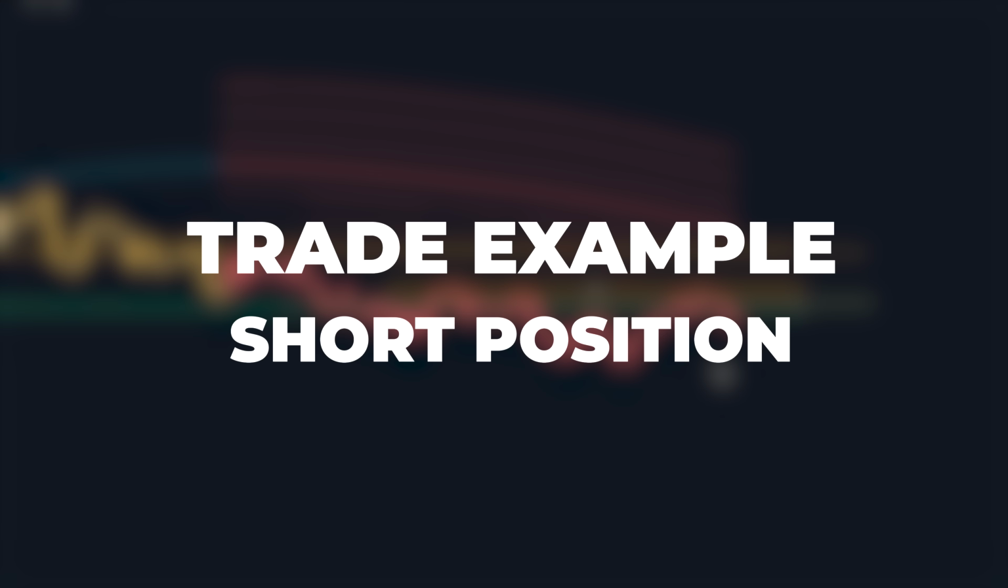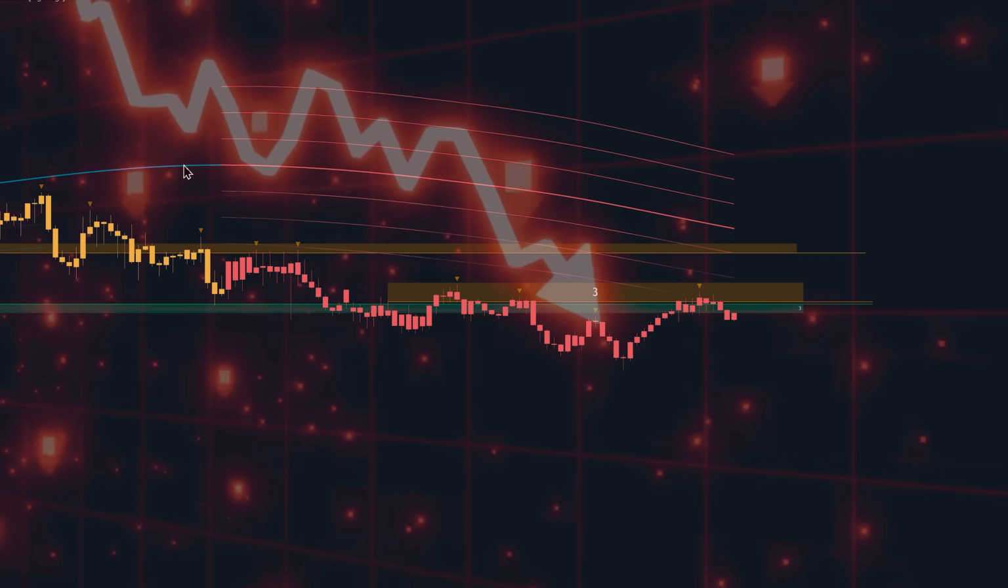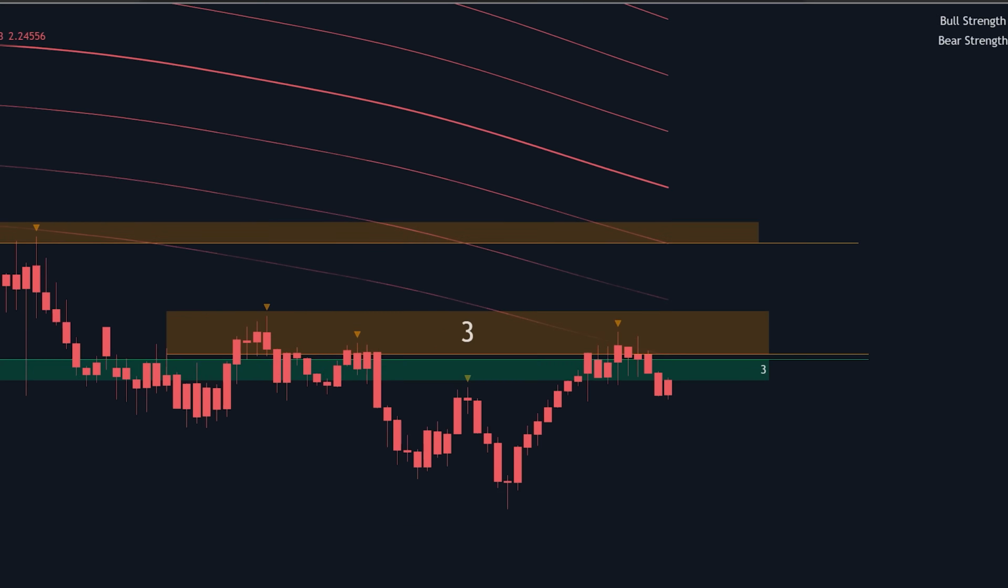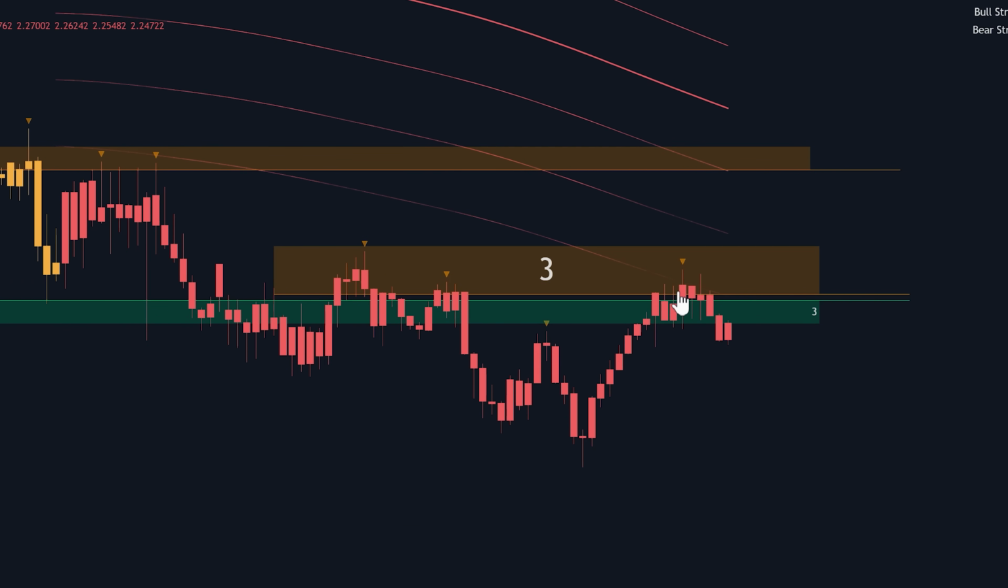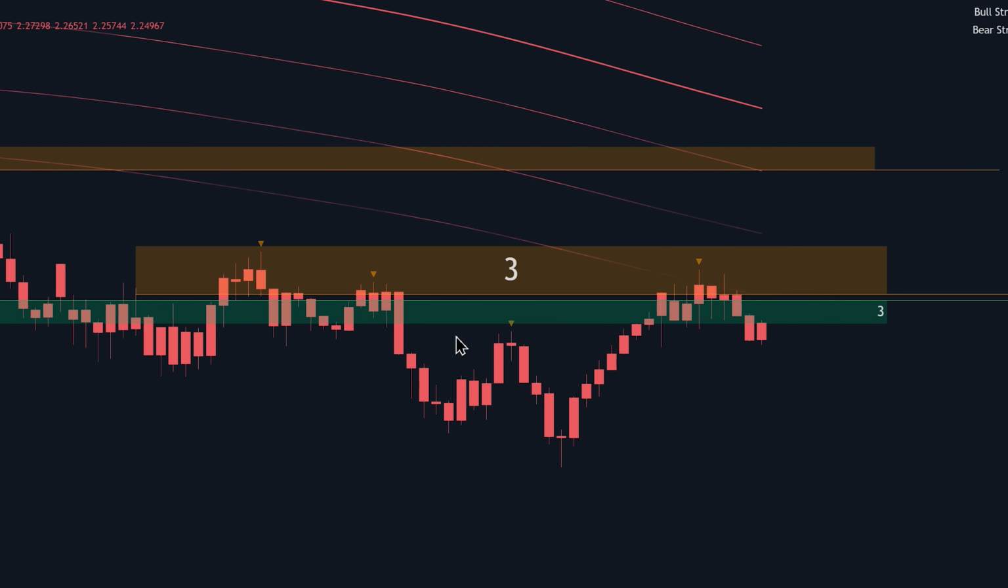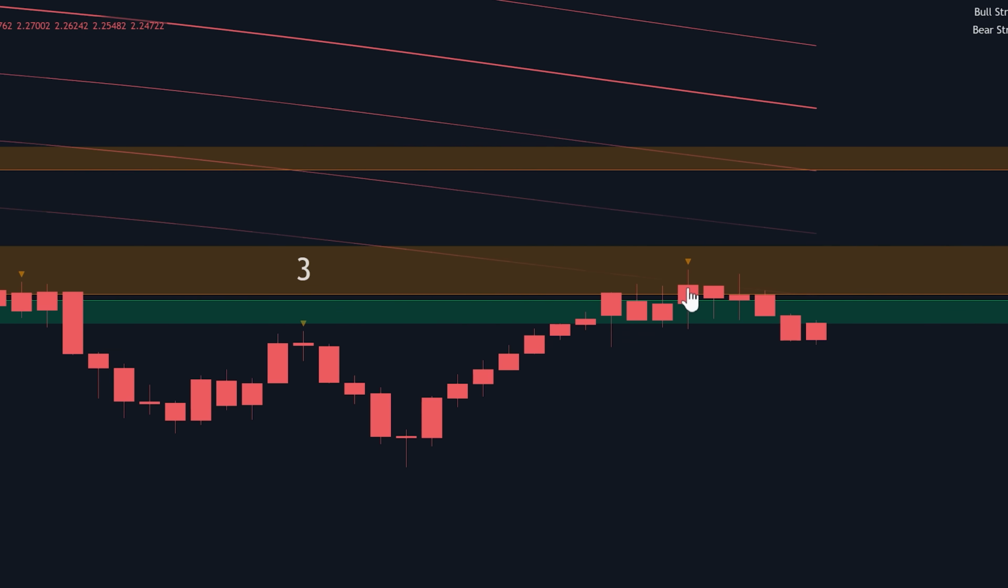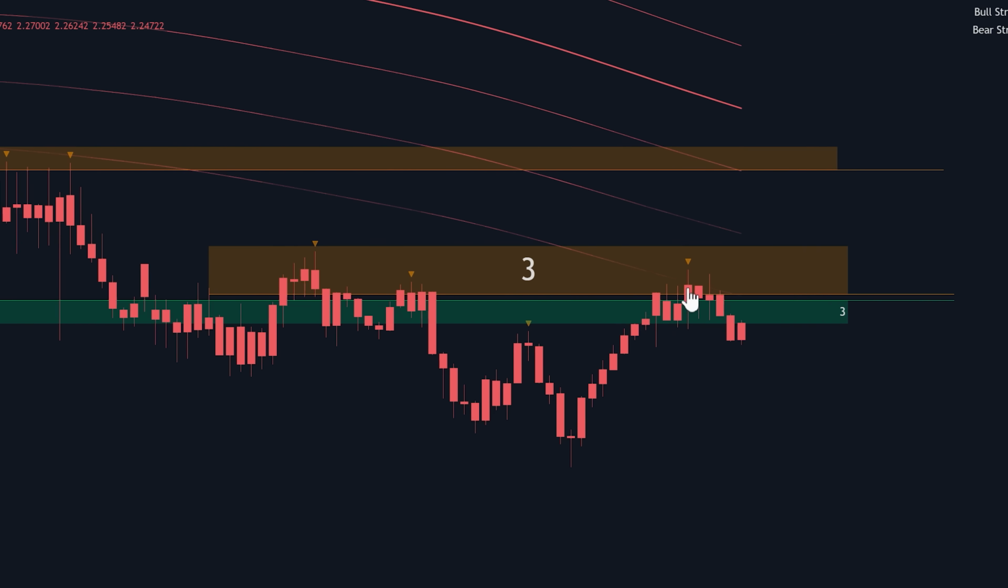For the short, mirror the logic. Trend classifier needs to be bearish with a strength of 3, price is working back into an orange resistance zone that formed earlier, and there's a gap of several untouched candles before the retest. The ideal tag is a wick into the level without a body close through it. It's a clean reaction.